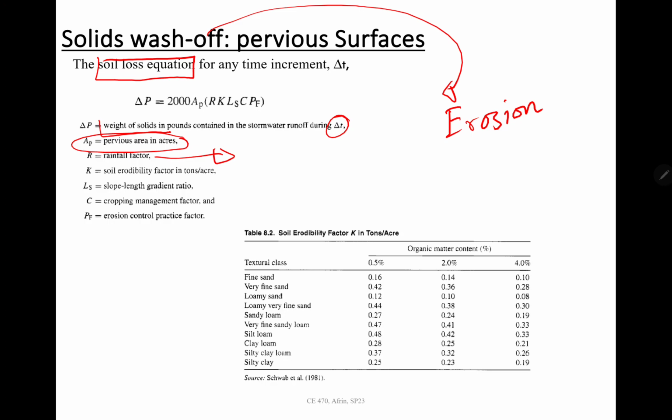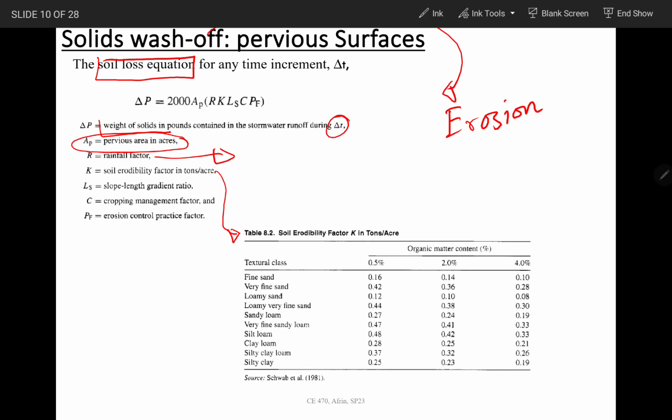So R is for that. K is the soil erodibility factor in tons per acre. Erodibility factor means what type of soil we have in the watershed, what the organic matter content is, something like that. If you look at this table, you will understand how K varies. LS, the slope length gradient ratio, simply says that if the watershed is too steep, obviously it will take more soil with the water flow. So that is important.